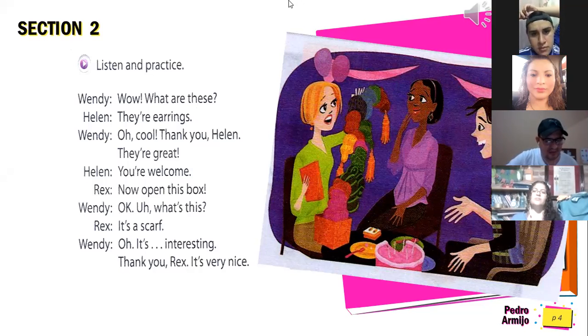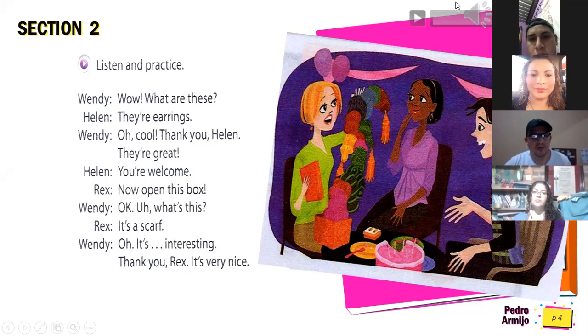Very good. Okay, so here we have a conversation, and there you will see that it talks about plurals. Now let's see. Activate your computer sounds or your cell phone sounds. I'm going to share this conversation with you. Okay. Page 9, exercise 3, conversation. It's interesting. Listen and practice.